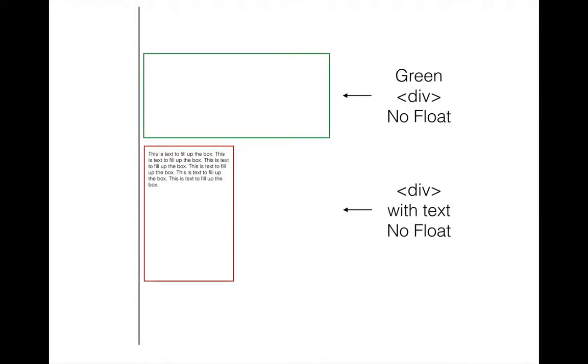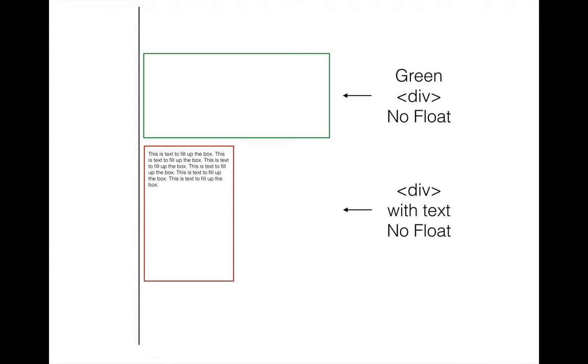We have two divs here. The green div at the top has no text in it. The red div at the bottom has some text. Both of them are not floated. So these are block elements, therefore each one has its own separate line. There are breaks above and below. This is how things normally look.